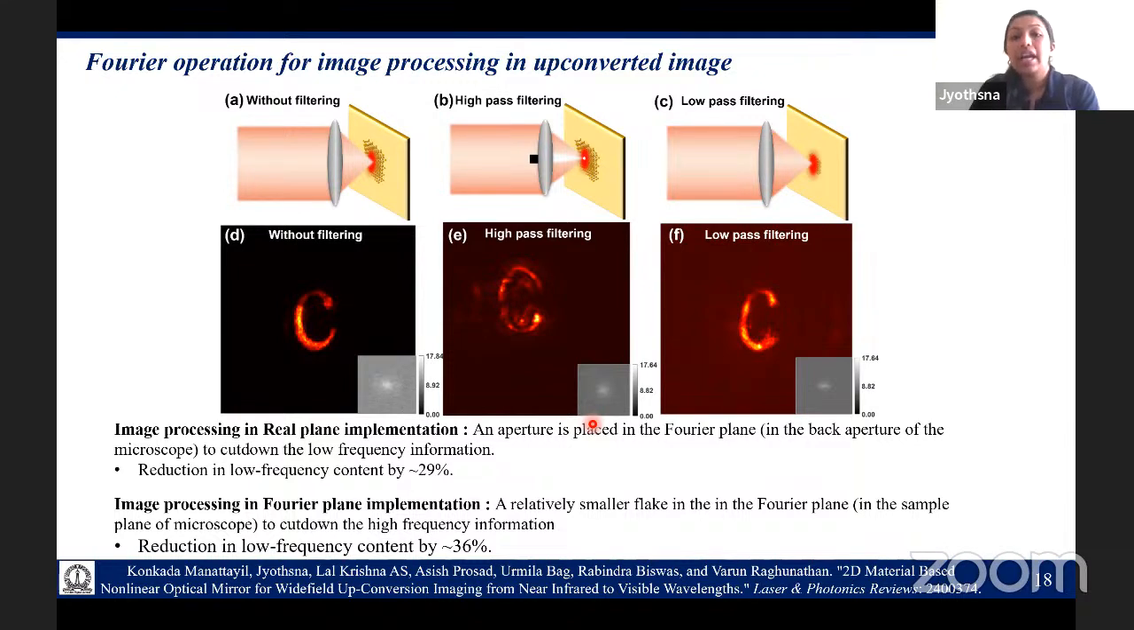And this shows the Fourier spectrum with high pass filtering. In case of low pass filtering, we cut down the high frequency component by making use of a small flake, instead of a larger flake area, so that it cuts down the high frequency component, resulting in a much smoother version of the same image. So we were not only able to demonstrate upconversion imaging, we could also do some real-time Fourier operations on the upconverted image using this system.